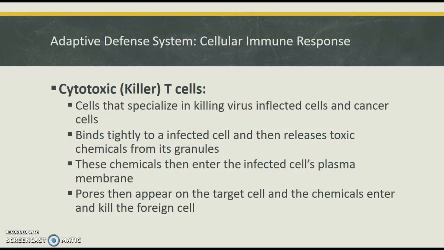So there's a couple different types of T cells. The first one we're going to talk about is a cytotoxic T cell. And these are cells that specialize in killing virus-infected cells and cancer cells. So these cells will actually bind to your own body cells that are infected and cause the cell to die. It releases chemicals into it, and these chemicals enter into the plasma membrane and will kill the actual cell.